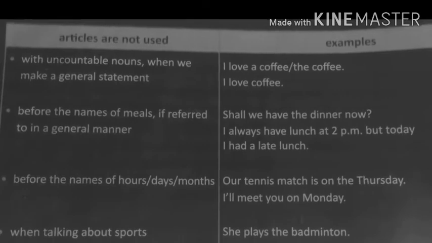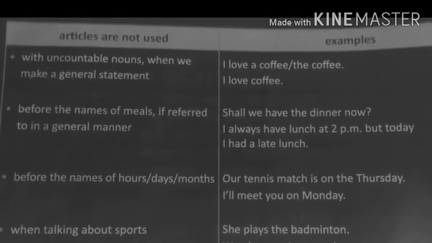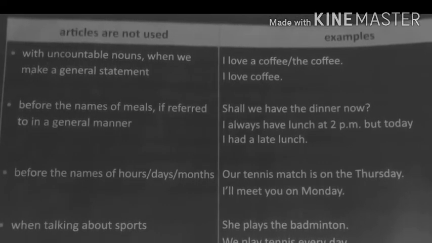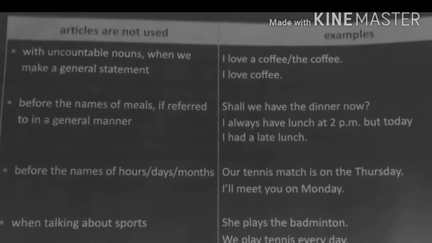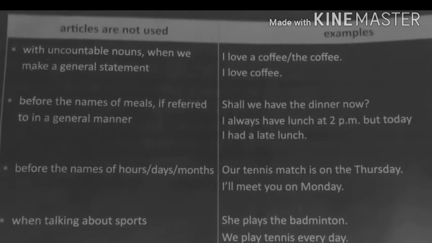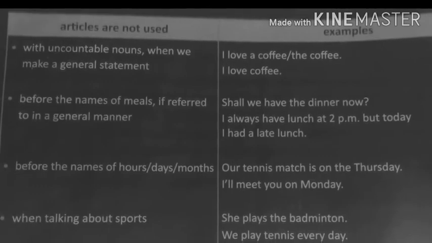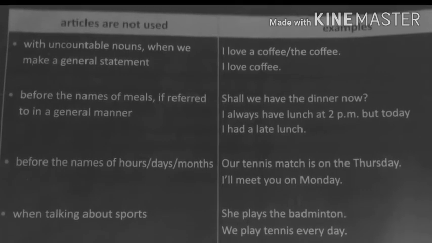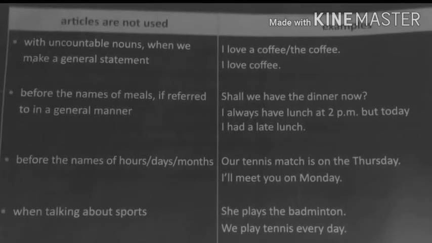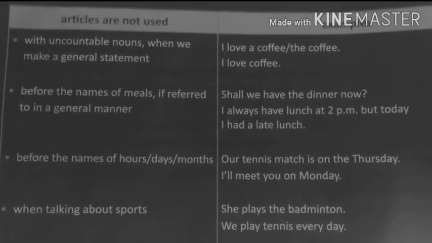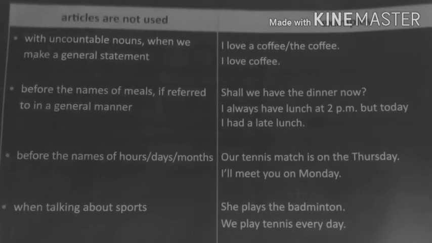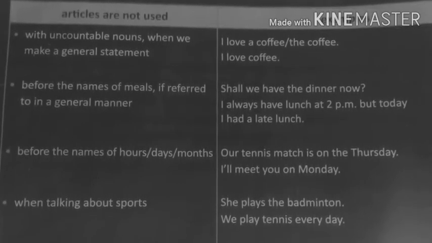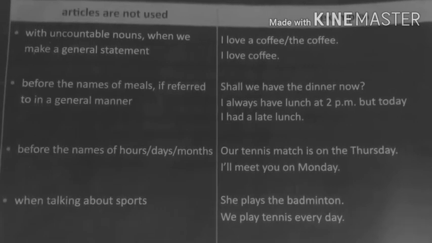Second one, before the names of meals, if referred to in a general manner. Example, shall we have the dinner now? That is a wrong statement. I always have lunch at 2 p.m., but today I had a late lunch. So do you understand the difference? When it is used in a general manner, we do not need the article before the names of meals, hours, days or months.